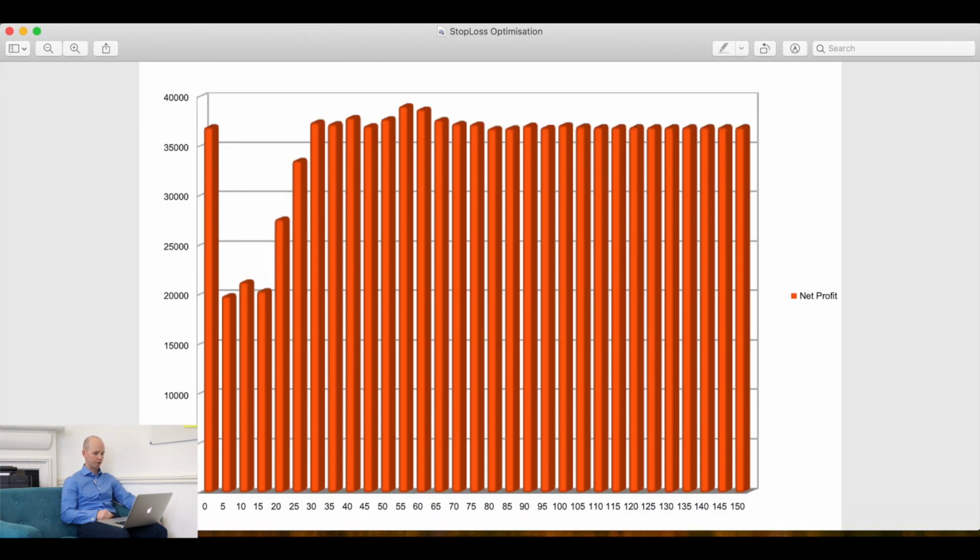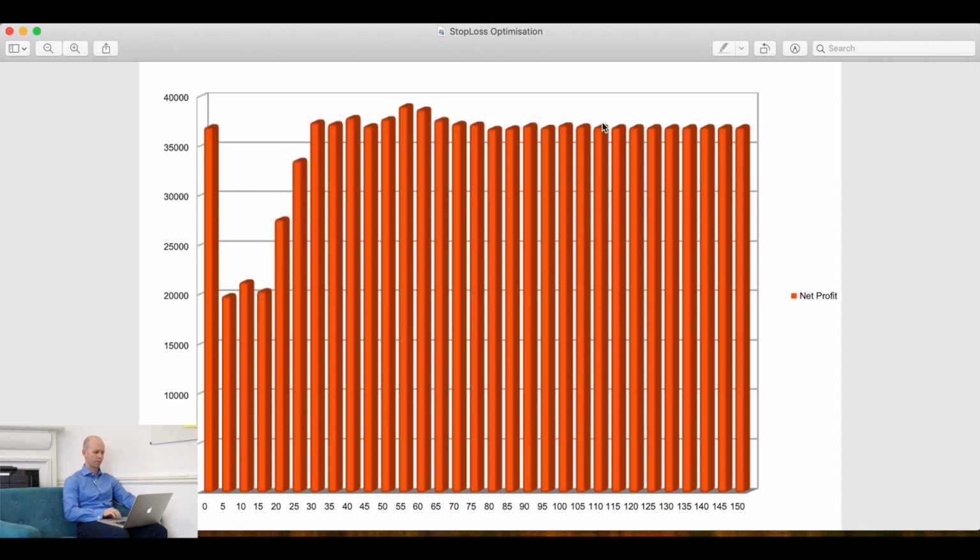This is the bar graph showing exactly that same information that we just saw in that report. So we can see the left-hand side is net profit, and along the bottom, each bar is how many pips for the stop loss. So 0 stop, 5 pips, 10 pips, and so on, all the way through to 150. I didn't include up to 200 because, look, we can clearly see after about 110-ish, the results stay the same throughout. So we don't need to see that.